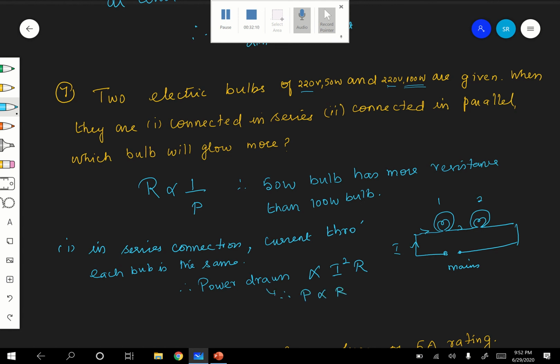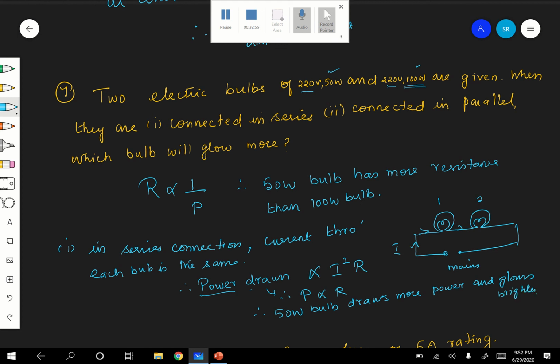Power drawn here is not the 50 watt, 100 watt like that; that is its individual power. When it is connected, how much power it is drawing from the source, that is why I have written power drawn. This power drawn is directly proportional to R. Therefore, which is having more resistance? The 50 watt bulb. Therefore, the 50 watt bulb draws more power and glows brighter.